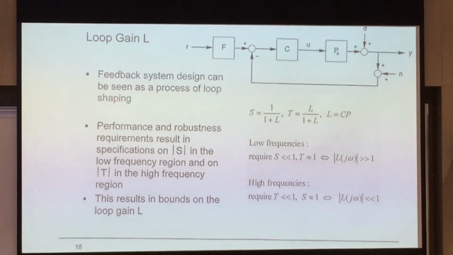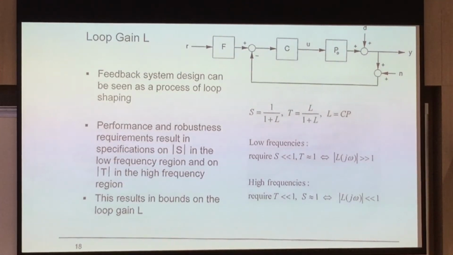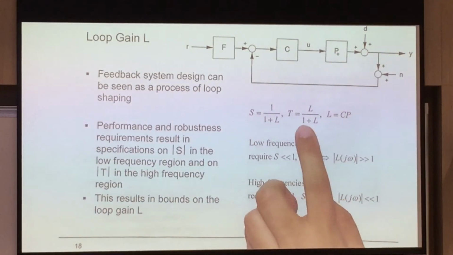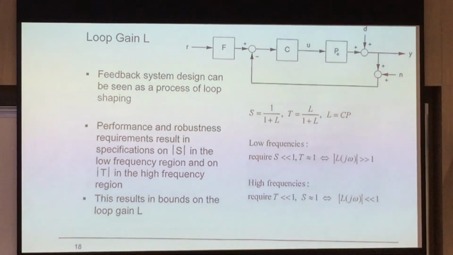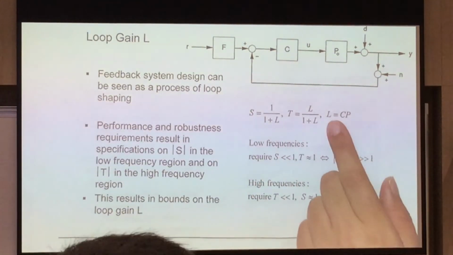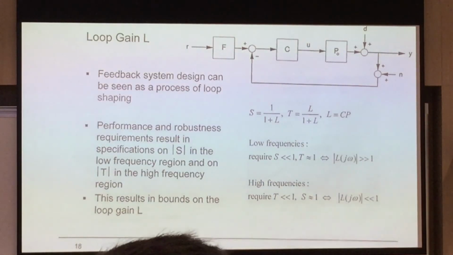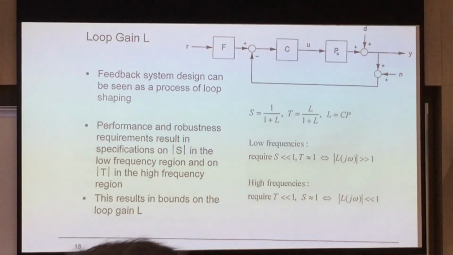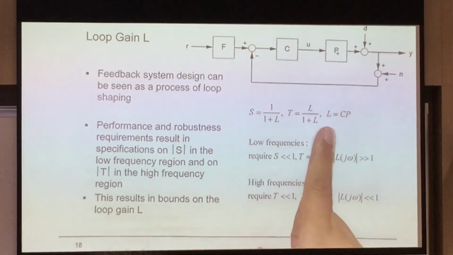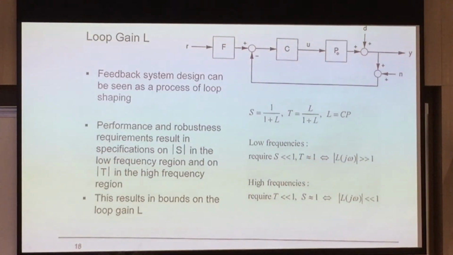If you have bounds on your S and bounds on your T, remember your Nyquist stability criterion, those relate to bounds on L. You have requirements on S and T for robustness and performance response, so there are also equivalent requirements on L, because S, T, and L are all related.